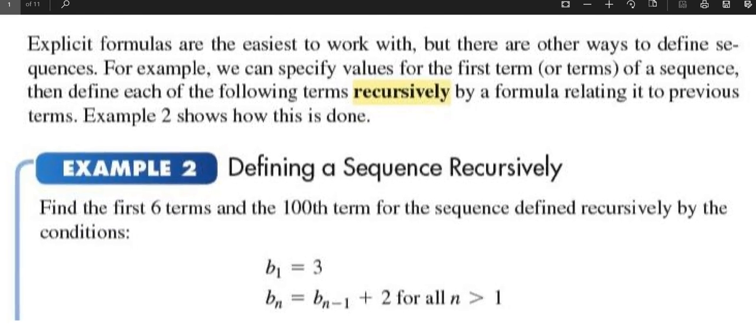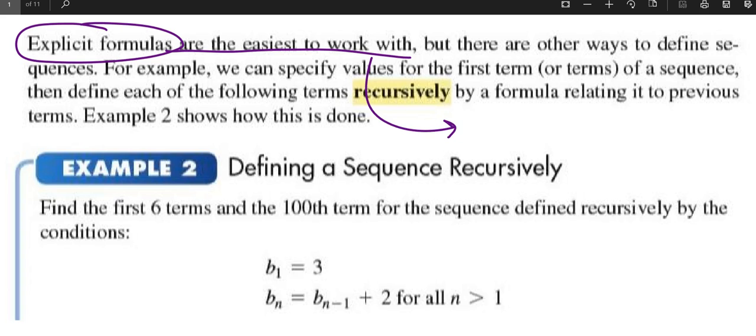Now, there are 2 different types of formulas to work with. Explicit formulas and recursive ones. Recursive formulas are only going to be used to find the first 5 terms. After that, folks, I am not using the recursive pattern again. I want to use the explicit pattern. Because the advantage of the explicit formulas, right here it says they're easiest to work with. The reason is because you can go to any value you want. You can find any term quickly.